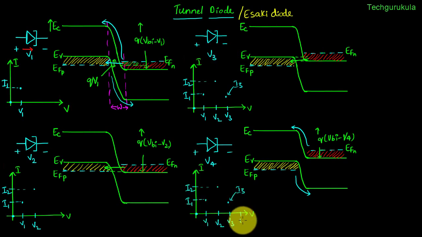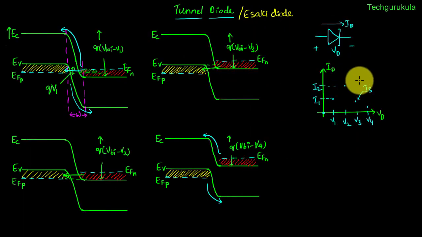Let's say V4 is somewhere here, at which point the current would be very less. And if we start increasing the voltage beyond V4, basically there would be injection of carriers, electrons from the n side to the p side and holes from the p side to the n side. And from that point onwards, the tunnel diode would behave like a normal conventional p-n junction diode, as the current would be increasing exponentially as we increase the voltage. So now let me draw the entire characteristics that we have seen for a tunnel diode in forward bias.